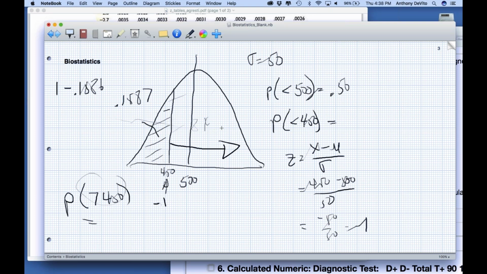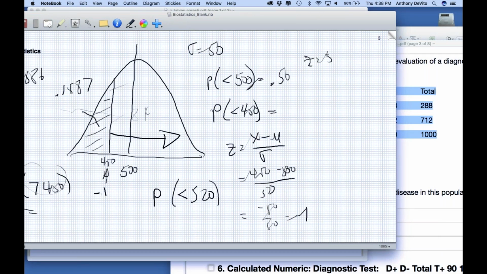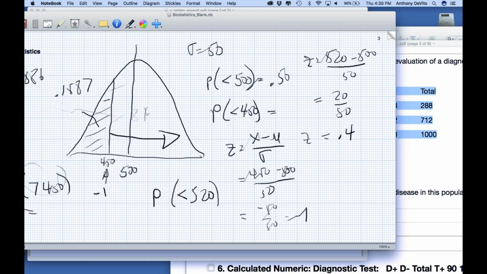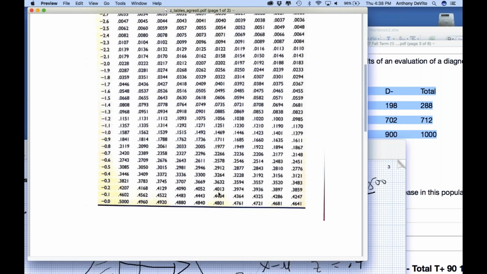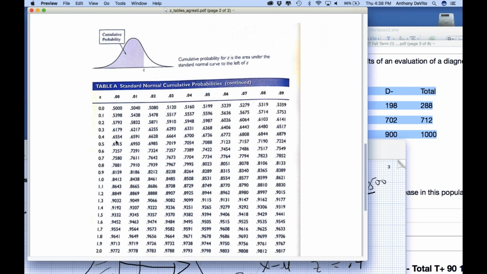Now, if I really want to be tricky, I might ask you, what's the probability of selecting someone that's less than, I'm going to make up a weird number, 520. Let's see, what's that z-score going to be? That z-score is equal to 520 minus 500 over 50, so that's 20 over 50, which is equal to 0.4. So that's a z-score of plus 0.4. If I go to the table, I'm going to go to the positive numbers. A z-score of plus 0.4 is 0.6554.